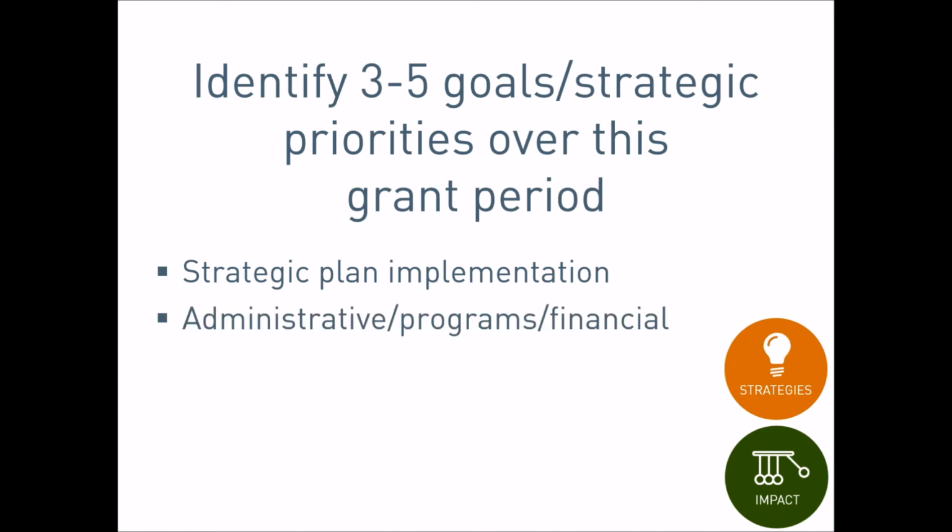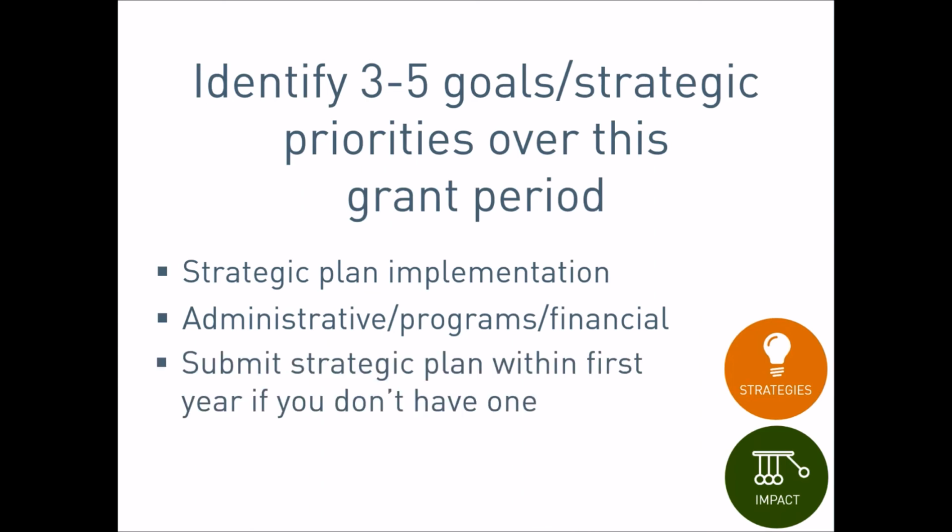You can present goals or strategic priorities in the areas of administration or operations, in program, or in the area of your organization's financial health. Some examples might include board training, long-range financial planning, developing and implementing a communication strategy, program improvement or expansion, staff development, or evaluation. And I'm going to remind you once again that if you do not have a strategic plan and you receive a multi-year award, by accepting the award, you agree to develop a strategic plan in the first year of your grant.